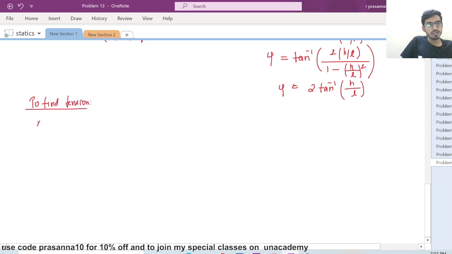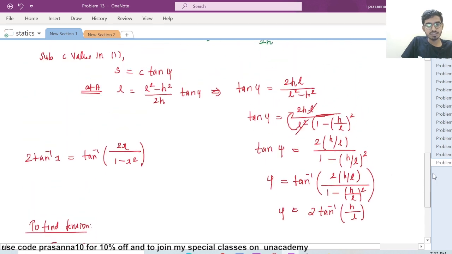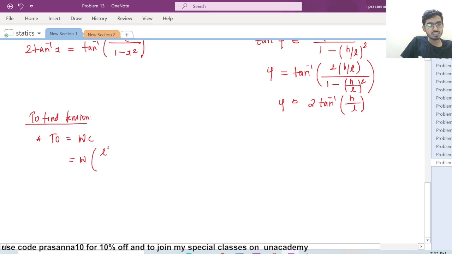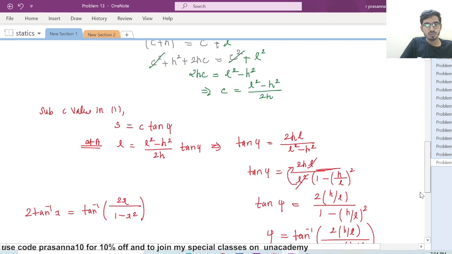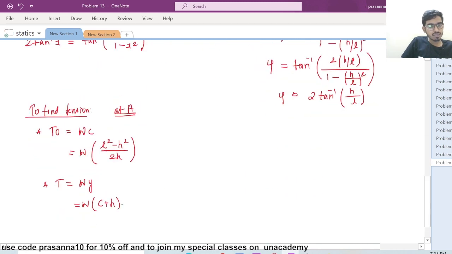now what is the tension T naught? So T naught is W times C, right? W times C, this is the tension T naught. So W times, what is C? We know C, right? C is (L square minus H square) by 2H, right? And what is T? T is equal to Wy, and this is same as W times, what is Y at A? At A, T naught is equal to Wc, and at A, what is Y? Y is C plus H, right? Y is C plus H.